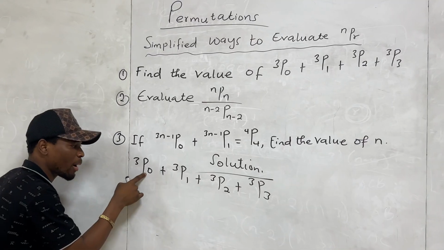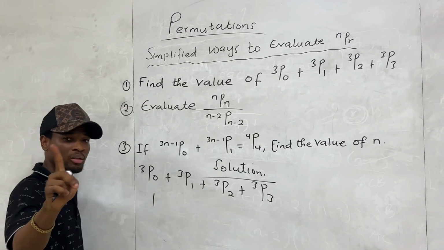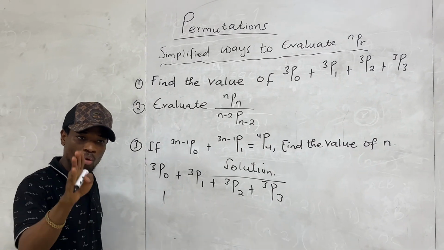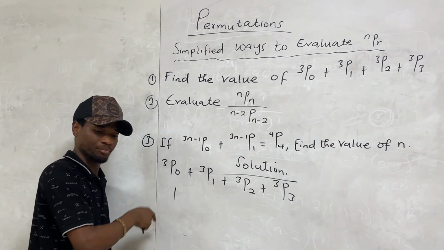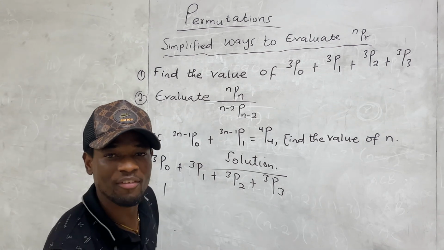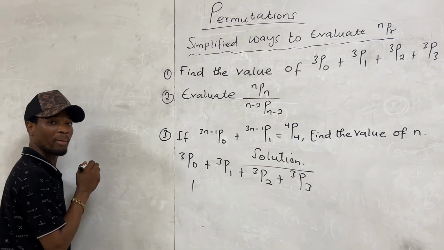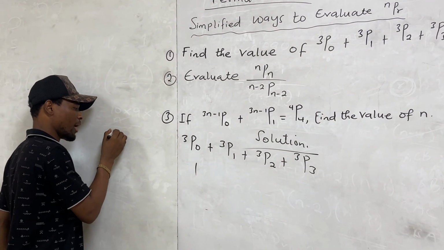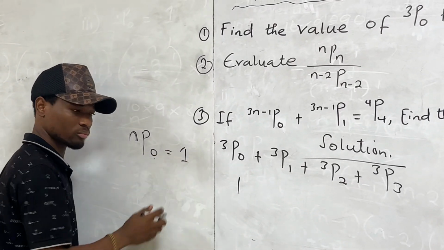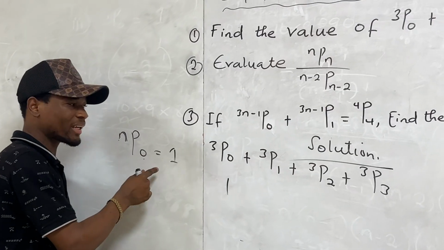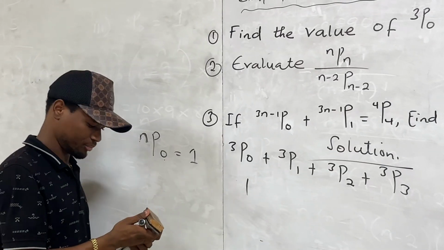3 permutation 0 gives 1. If you are new here, don't be surprised. Go and watch my previous lecture videos, okay? The proof is there. But for the lab I have for you, let me just talk about this. If you have a property, say n permutation 0, n permutation 0 gives 1. So we are just applying those properties here. The proof is there.